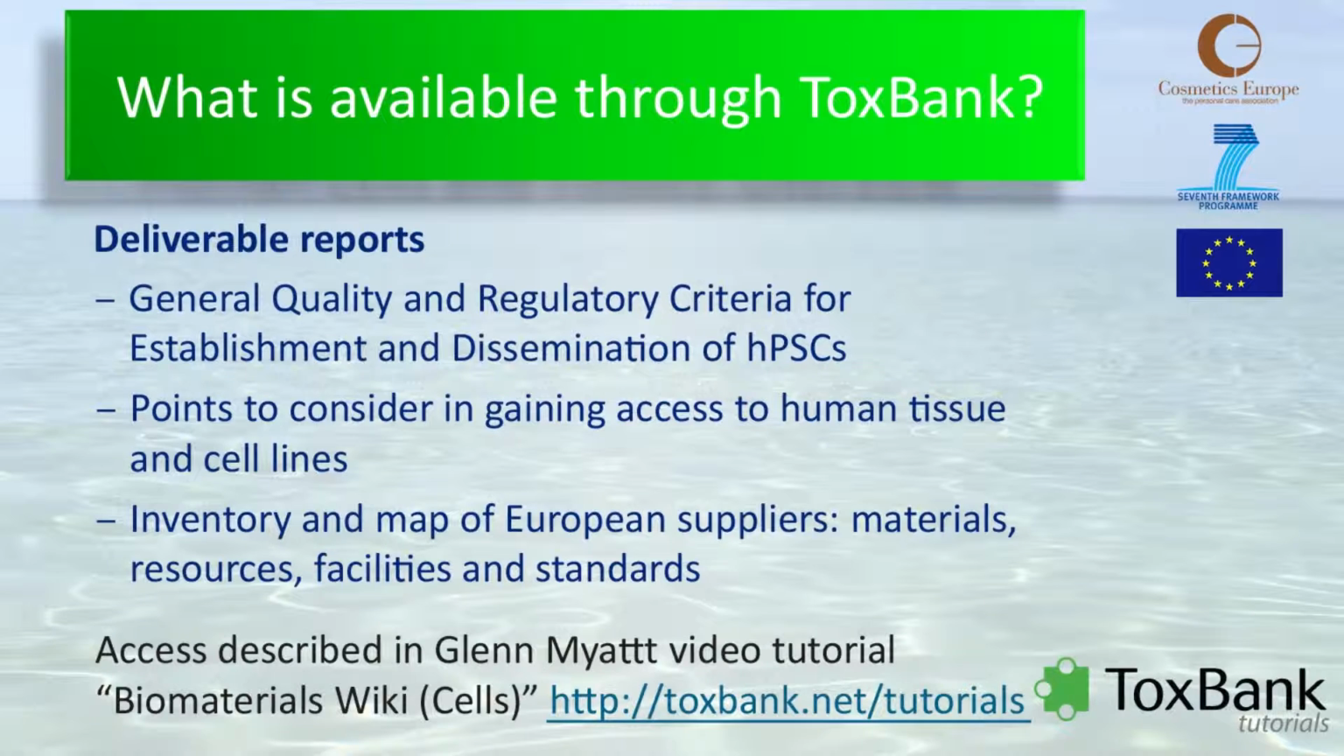In terms of what's available through ToxBank, first of all, there are a number of deliverable reports. Firstly, one on general quality and regulatory criteria for the establishment and dissemination of human pluripotent stem cell lines for use in such assays, that is deliverable 4.1. Also points to consider in gaining access to human tissue and cell lines, deliverable report D4.6, and an inventory and map of European suppliers of materials, resources, facilities, and standards under deliverable report 4.7.